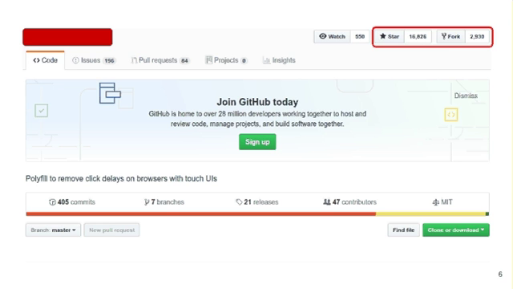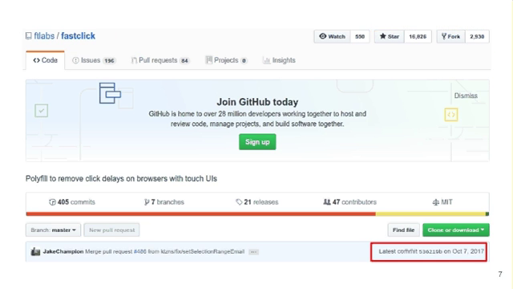Of course not. After all, it has more than 16,000 stars. However, the last commit of the project was on 7th of October last year. And now, would we choose it or not?